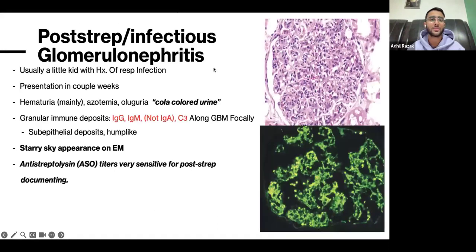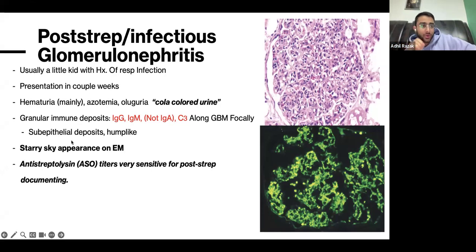All right. So to quickly go over what's happening with this kid. Post-strep or infectious glomerulonephritis is usually a little kid with a history of a respiratory infection. And the kidney stuff happens about 3 weeks, or a couple weeks, after the respiratory infection. That is important to remember. The patient will have hematuria mainly. You'll say cola-colored urine, very distinct for it. Azotemia, oliguria, less urine.